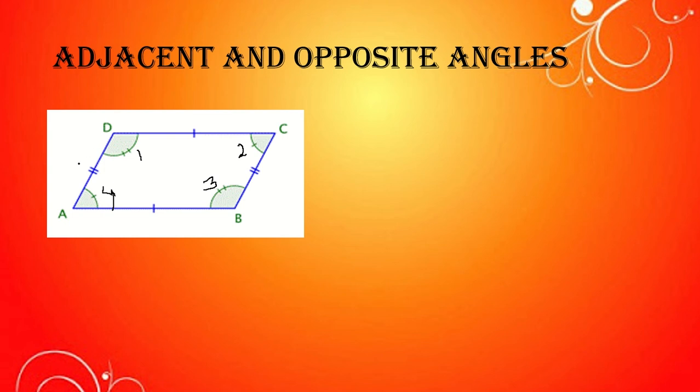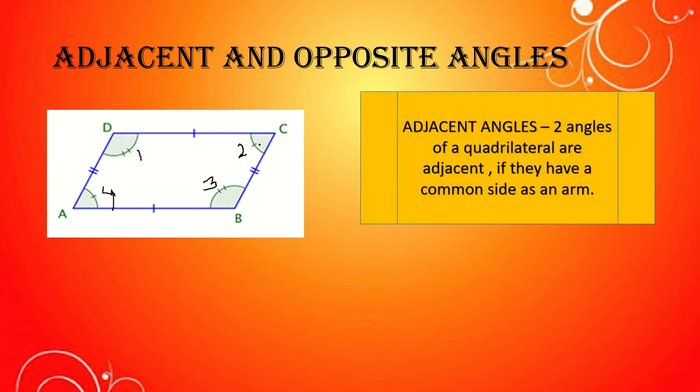4 and 1 are adjacent to each other. 1 and 2 are adjacent to each other. So what is the definition of opposite angles and adjacent angles? First is adjacent angles. Two angles of a quadrilateral are said to be adjacent if they have a common side as an arm. If both the angles have a common side, as I was saying about angle 2 and angle 3, they have a common side in between, that is CB.